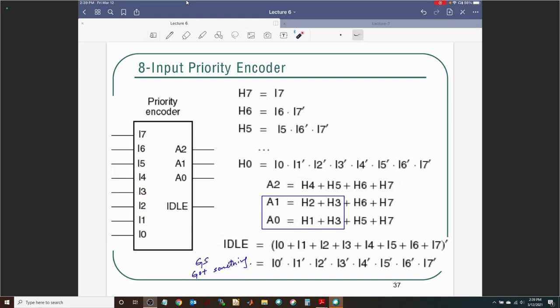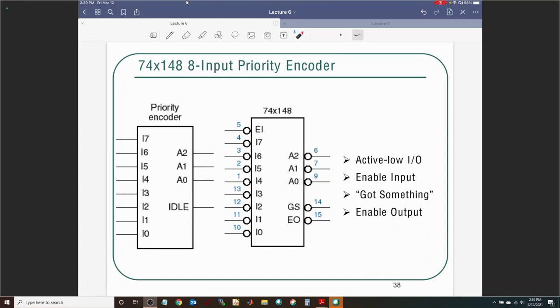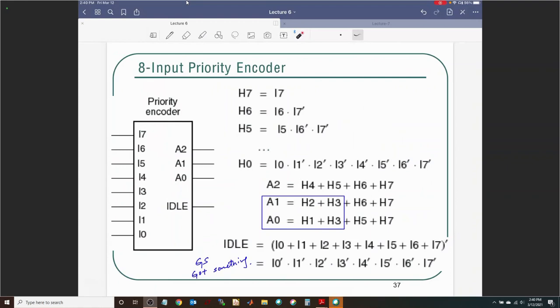But this is not a standard priority encoder. The standard priority encoder in a chip is the 74X148 chip. So idle is active low. No, idle is still active high, right? Let's see, this or this or this. If you get many of, oh, you're right. Idle is active low. You're right. So if any one of them is a 1, you would actually get a 0. You're right.